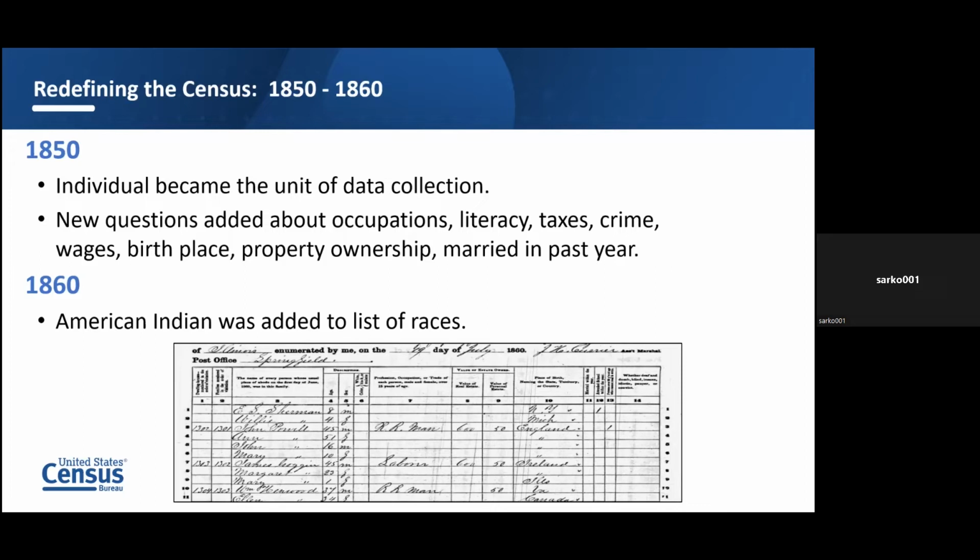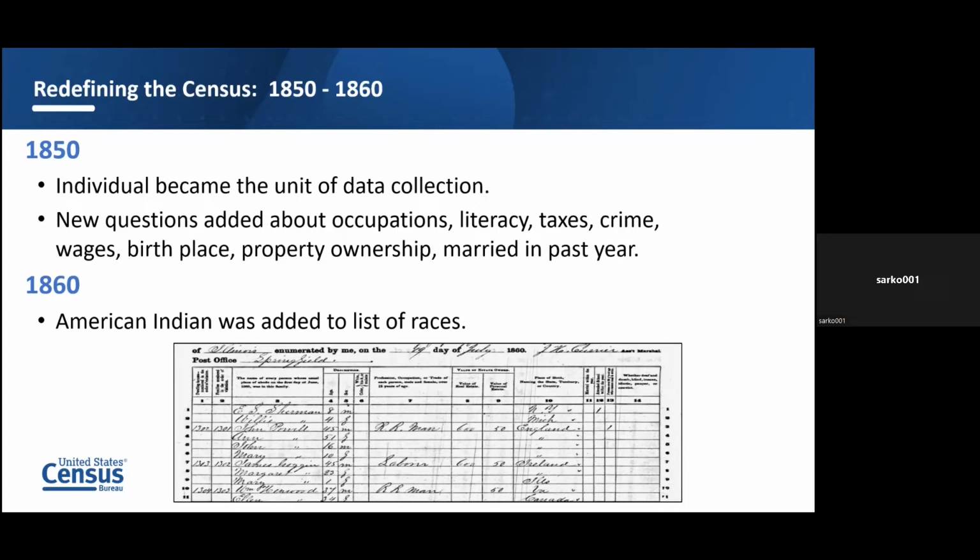1860 is when we started including American Indians in the list of races. At this point, Indians not taxed weren't included, because those were the Indians living on the reservations. They were considered to be their own nation, so they were not considered for apportionment because they had their own laws and their own government. Enumerators were instructed to put IND opposite the name of the free Indians.